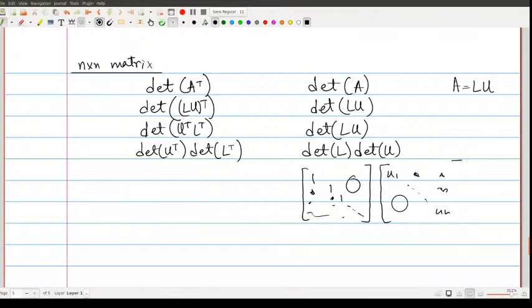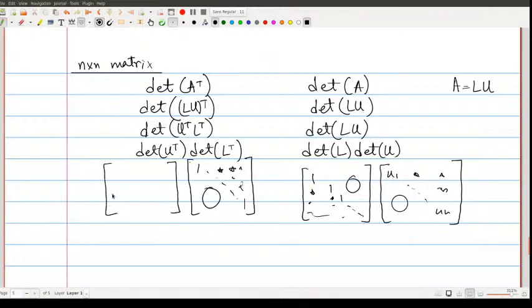L transpose would be just the transpose of this, which means it's still a triangular matrix. It's now an upper triangular matrix. These non-zero entries are now shifted to the upper side, and this is 0. And U transpose is now a lower triangular matrix. It still has U1 to UN on the diagonal, non-zero entries below, and then 0 above.